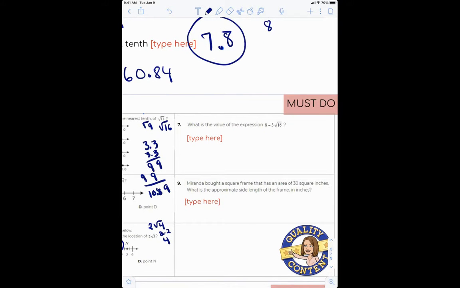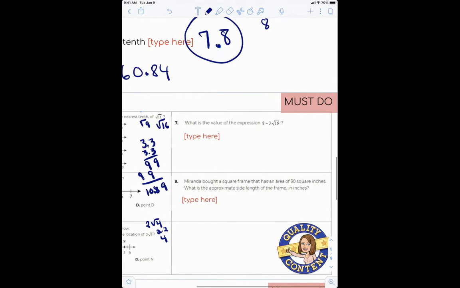Now we're going to go on to number 7. Number 7 asks for the value of the expression 8 minus 3 times the square root of 16. So again, we're following PEMDAS. There are no parentheses. We treat a square root like an exponent because they are inverse operations. So the first thing I'm going to do is take the square root of 16, which is 4. So now I have 3 times 4, and I do my multiplication. 3 times 4 is 12. And 8 minus 12, now I'll do my subtraction, and the answer is negative 4.